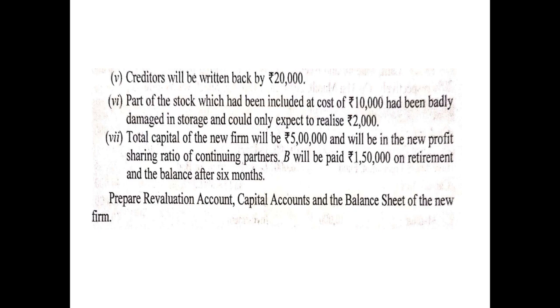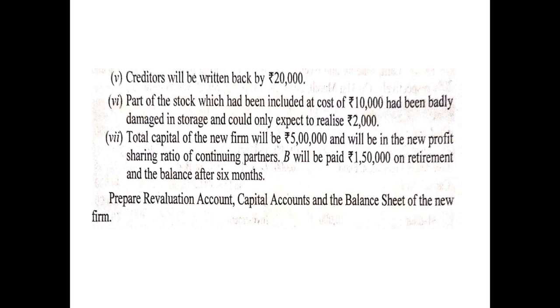Then creditors will be written back by 20,000. That means it is a reduction in the value of creditors liability. It will be shown on the credit side of revaluation account as by creditors 20,000. Then part of the stock which had been included at cost of 10,000 had been badly damaged in storage and could only be expected to realize 2,000.